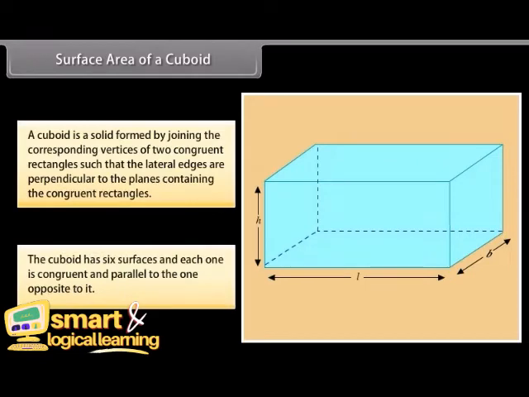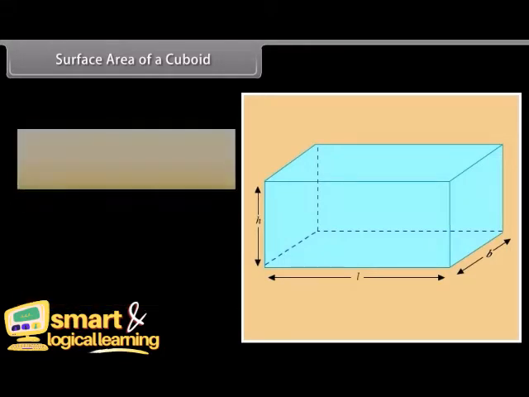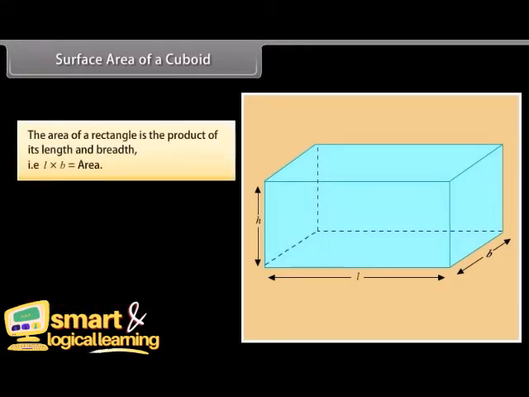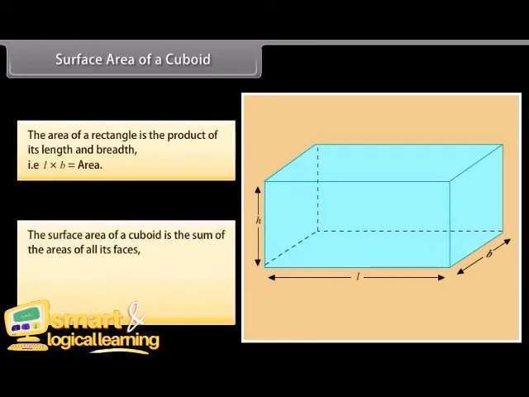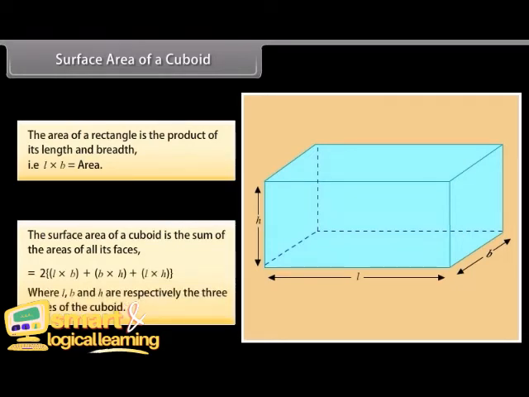We can see that the cuboid has 6 surfaces and each one is congruent and parallel to the one opposite to it. We already know that the area of a rectangle is the product of its length and breadth, that is, L into B is equal to area. Therefore, the surface area of a cuboid is the sum of the areas of all its faces, which is equal to 2(lb + bh + lh), where l, b, and h are respectively the 3 edges of the cuboid.